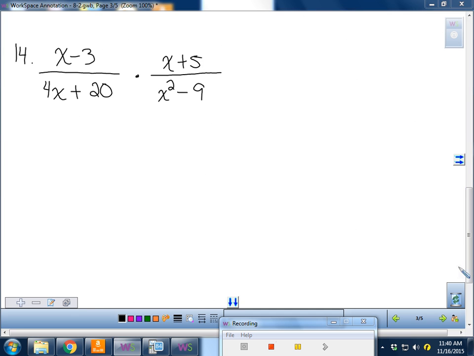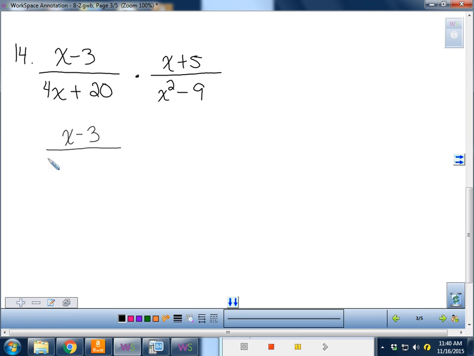All right, number 14. X minus 3, I have no common factor to factor out there. 4x plus 20 has a common factor of 4, so I'll factor out a 4. That leaves me with x plus 5. X plus 5 is just x plus 5. And then I have x squared minus 9. That's the difference of two squares. I have a plus and a minus, x and x. And then the square root of 9 is 3.